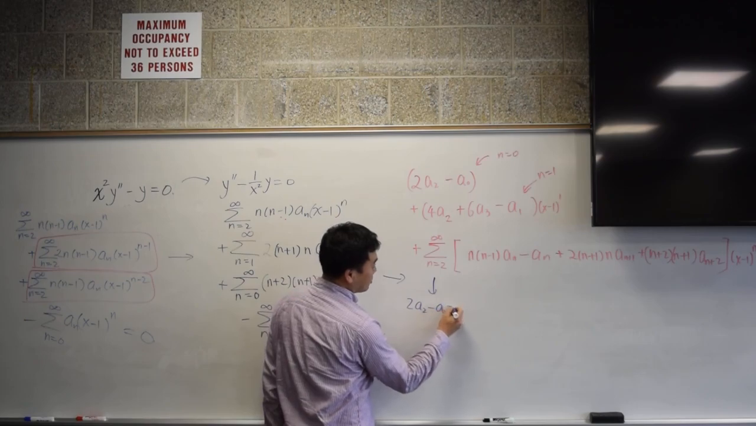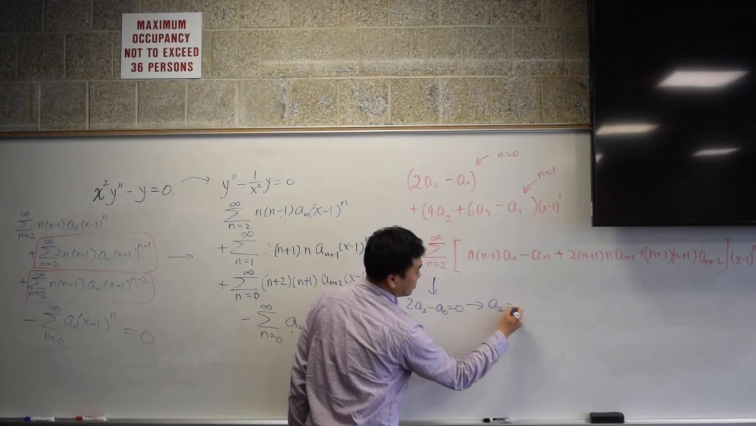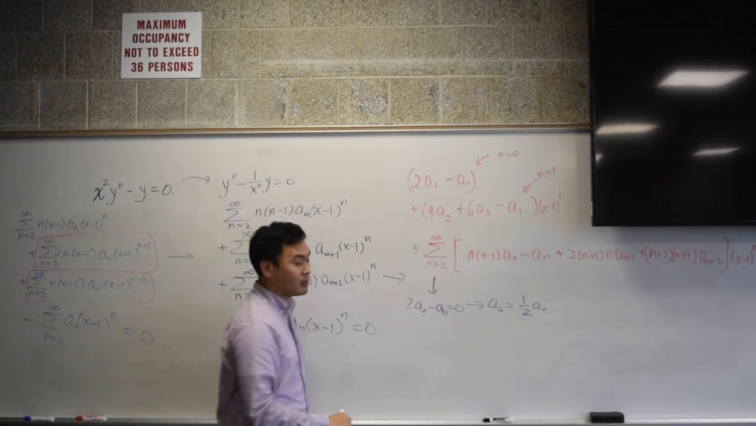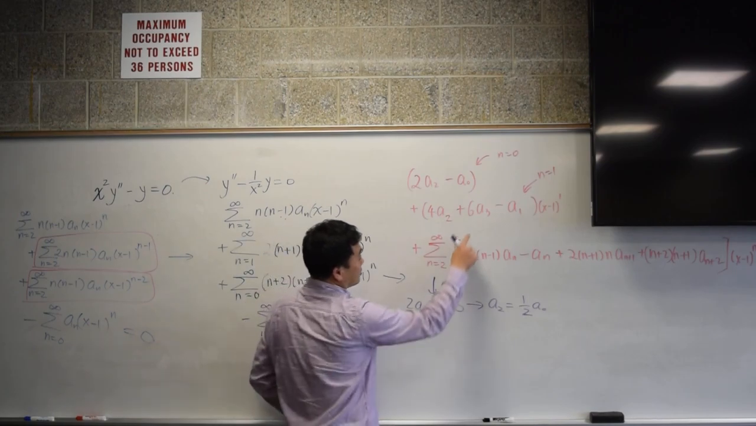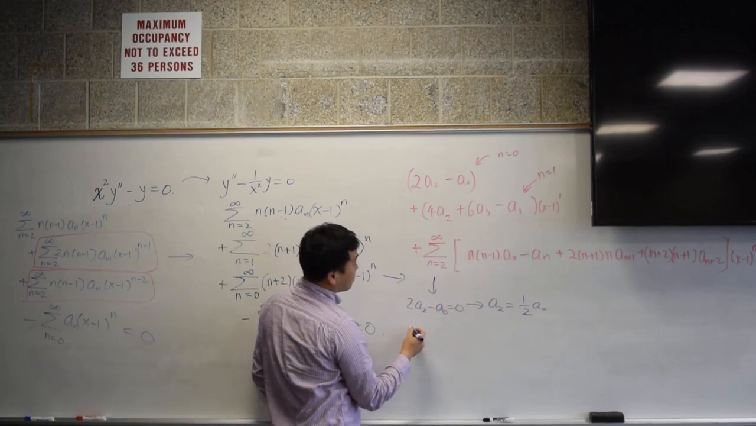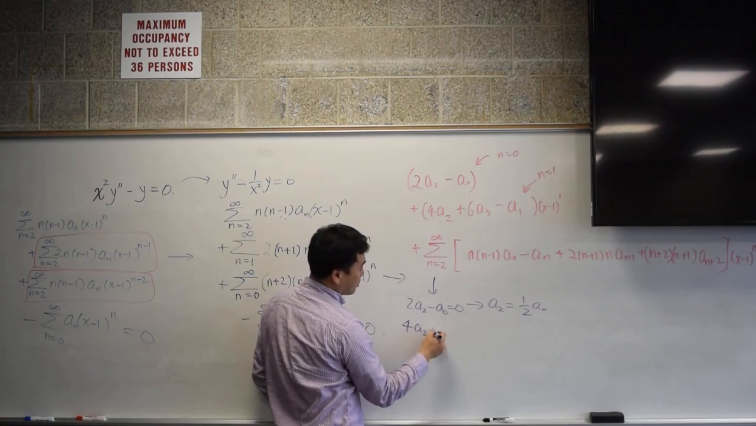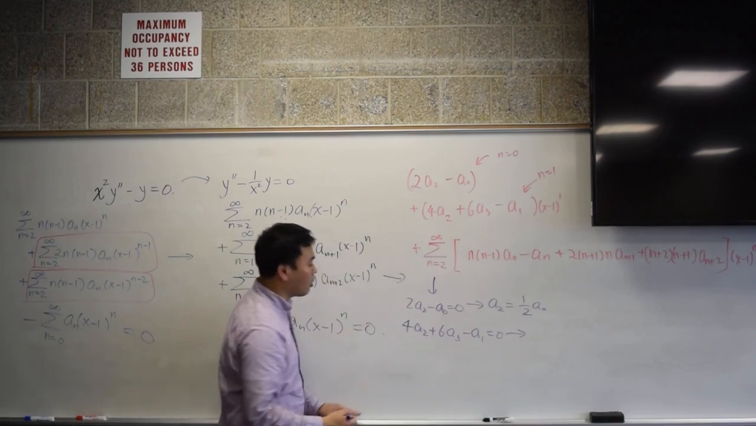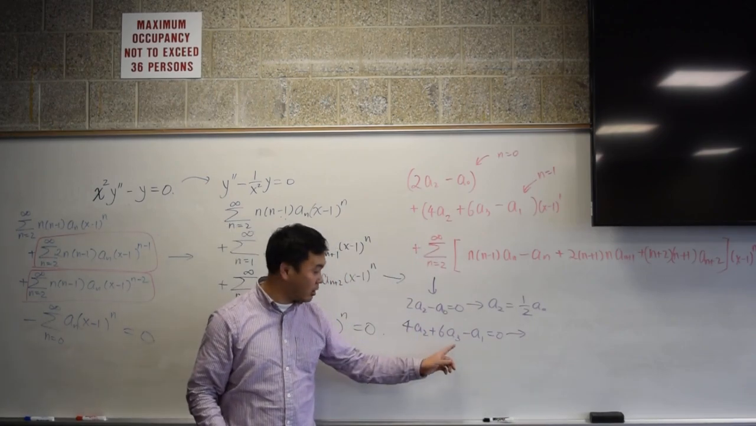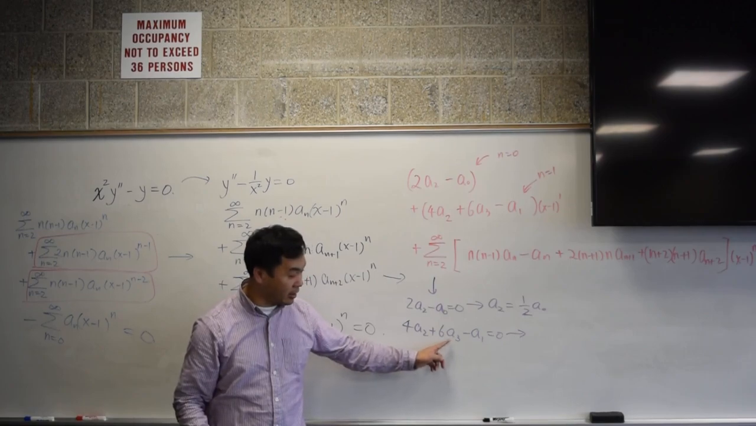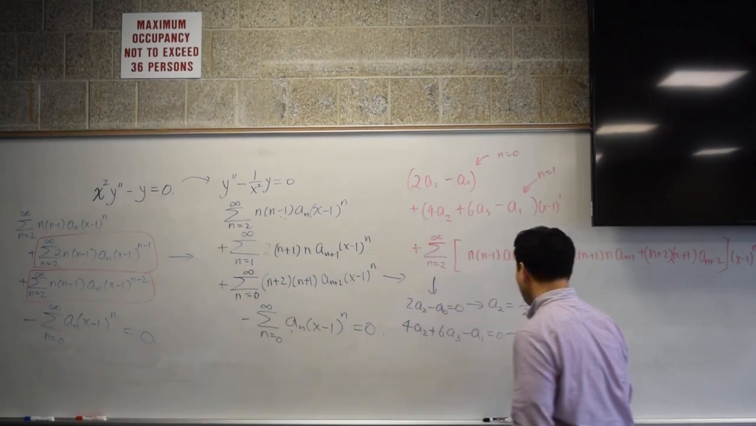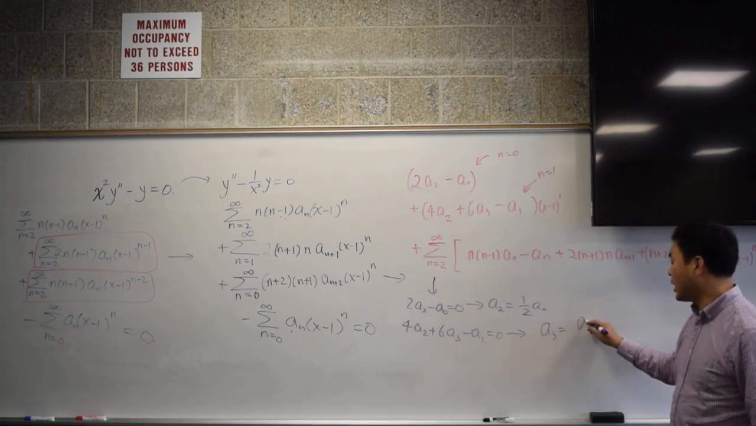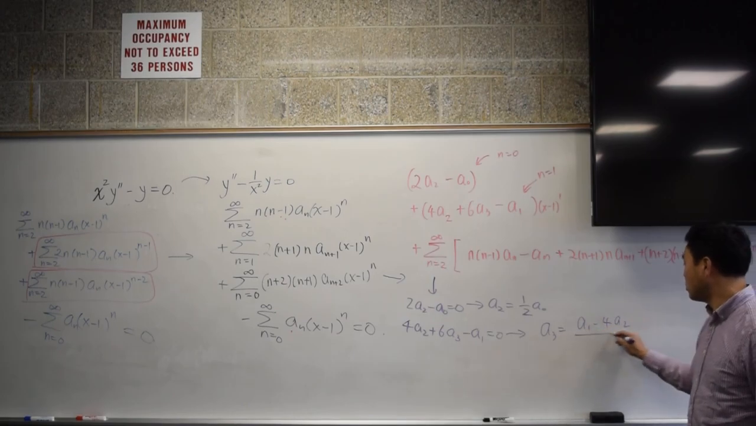2a2 minus a0 is 0, giving you that a2 is equal to 1 half of a0. If I move this to the other side and divide by that, plug that. And for this one, I have 4a2 plus 6a3 minus a1 equal to 0. And that one, always you solve for the highest order, highest index. Index 3 is the highest here. So if I solve for 6a3, so a3 will be a1 minus 4a2 over 6.